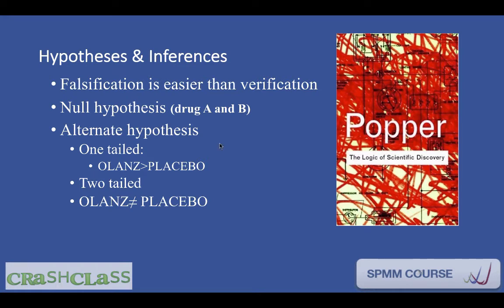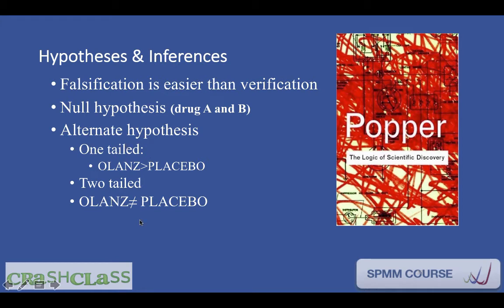You have to state the opposite of it. What's the opposite of olanzapine is better than placebo? Olanzapine is not better than placebo, or placebo is better than olanzapine. When you say placebo is better than olanzapine, you're taking a direction there. That's called one-tailed hypothesis. You're putting a greater than or less than symbol. So that's called a directional statement, and that's called one-tailed hypothesis.